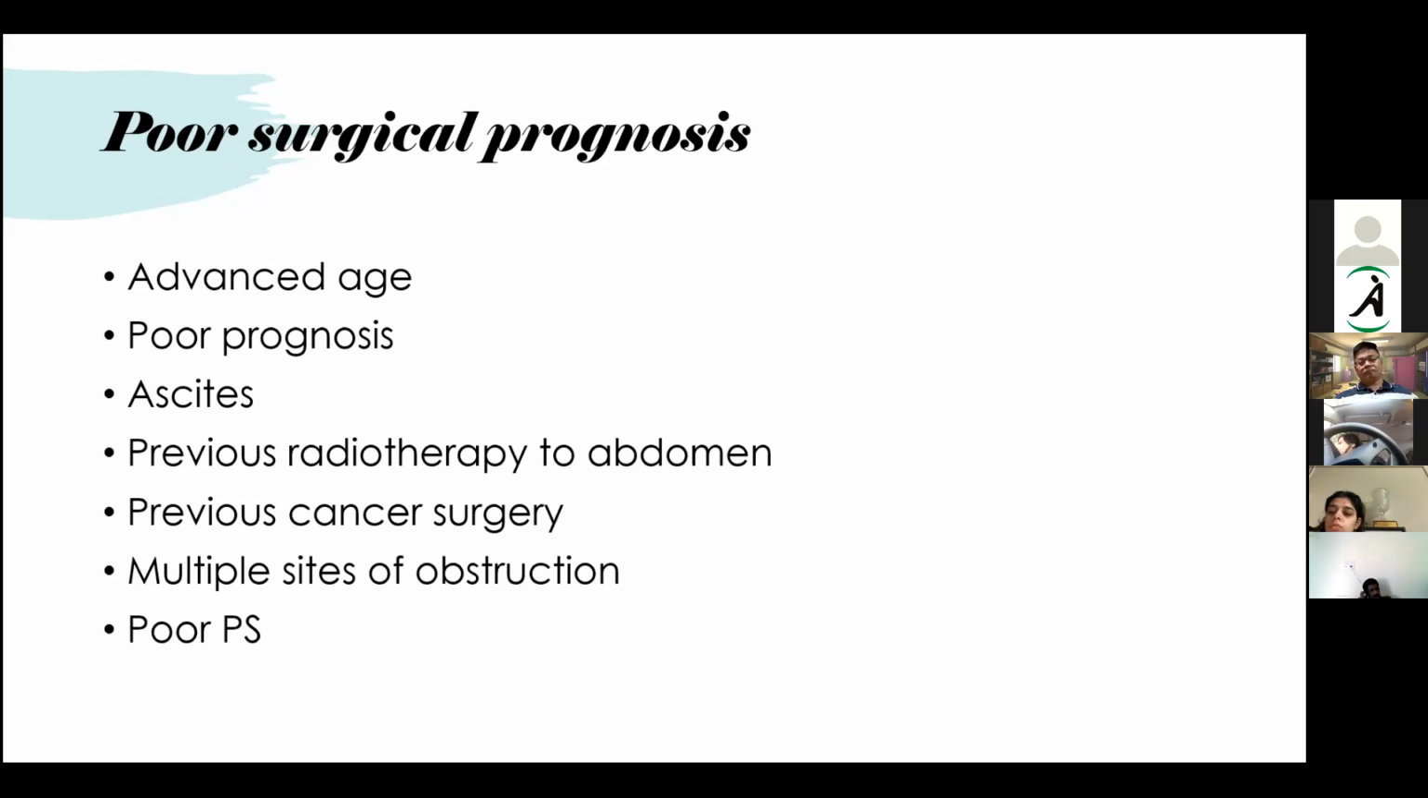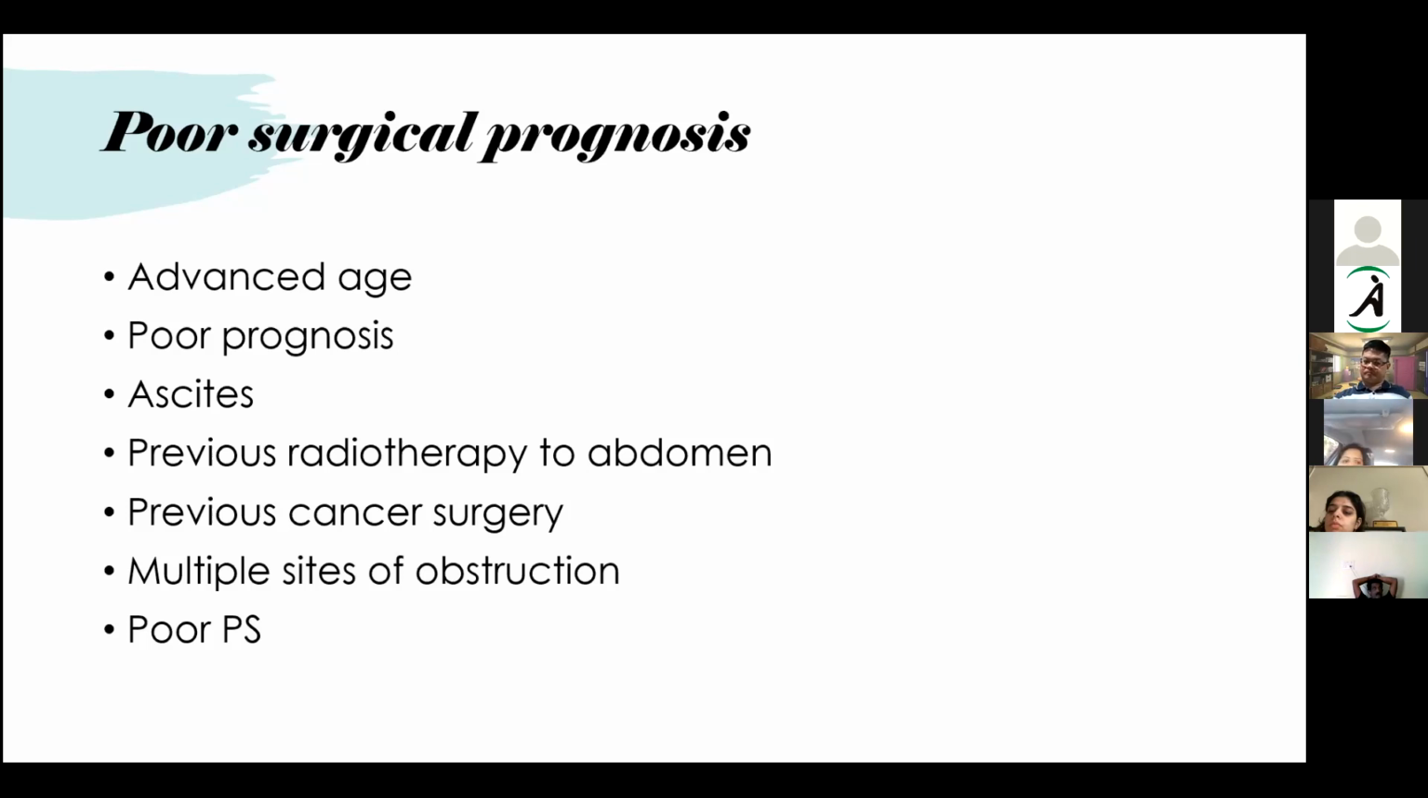If a patient is very elderly, he is unlikely to tolerate the surgery. Poor prognosis: if the patient is terminal and he is going to die soon, we don't expect a long survival. The disease status is poor, so we don't need to go for a surgery because it won't make any difference, right? Then ascites is another very poor prognostic factor, because usually in ascites, if we open the bowel, it will be very difficult to do the surgery and get the wound to heal. So that is a very poor prognostic factor.